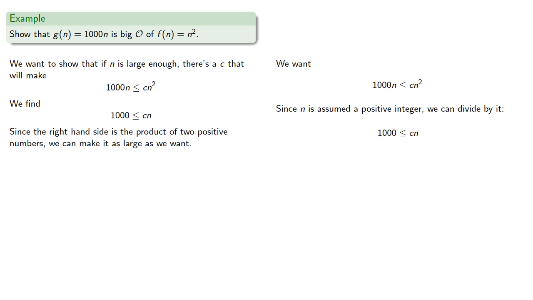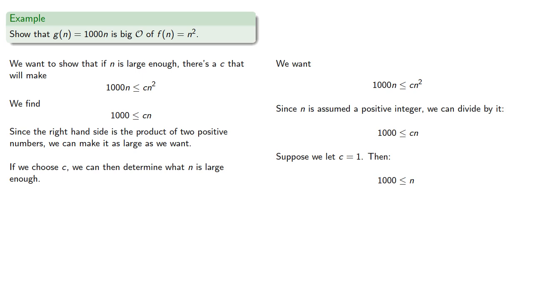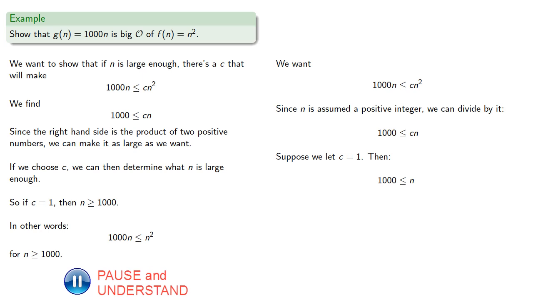So if we choose c, we can then determine what n is large enough. So if c is equal to 1, then we find that n is greater than or equal to 1000. In other words, 1000n is less than or equal to n squared for n greater than or equal to 1000. And so that tells us that 1000n is big O of n squared.